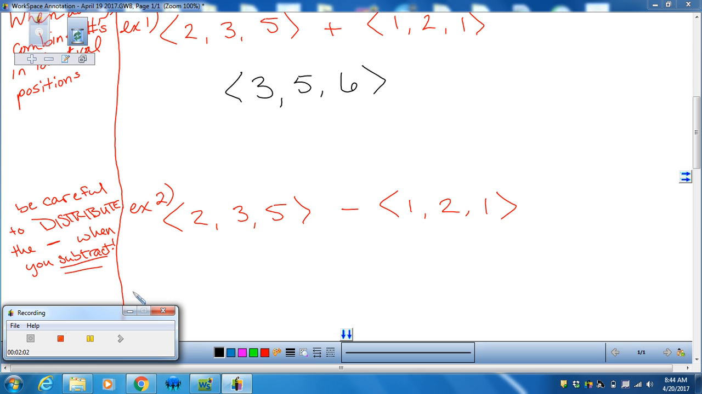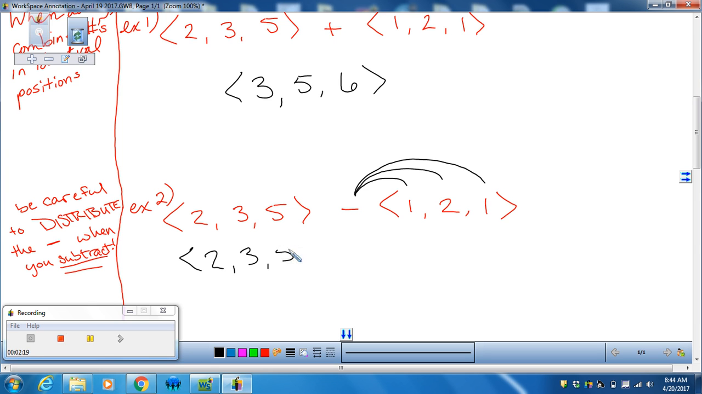Now let's try subtracting. When we subtract, we're going to distribute this minus sign through to the second vector, and that's going to turn it into an addition problem for us. So we're going to keep that first vector just as it is, <2, 3, 5>. That minus sign we're going to change to a plus sign, and then our positive 1 is going to become a -1, positive 2 becomes -2, and then our positive 1 becomes a -1 as we distribute.